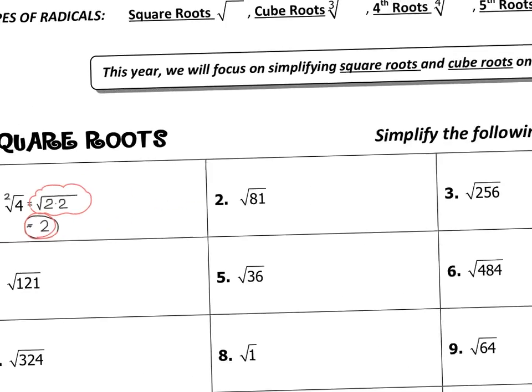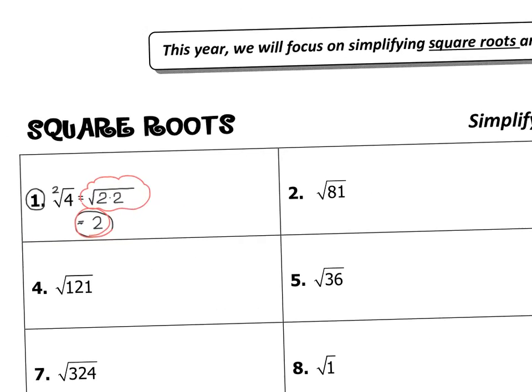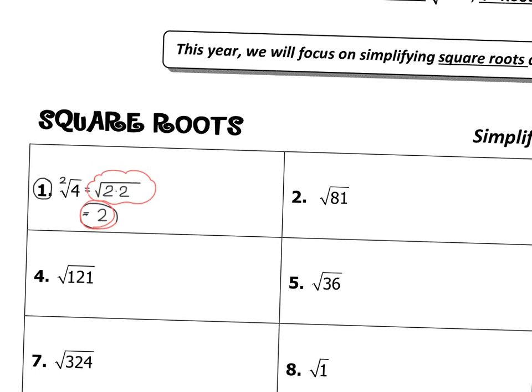So go ahead and take a moment and see if you can try number 2. Remember, this has an index of 2. What number multiplied by itself 2 times gives us 81? That would be 9 times 9. So that means that the square root of 81 is equal to 9.